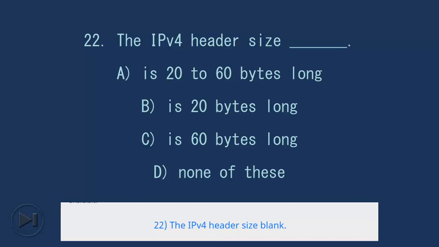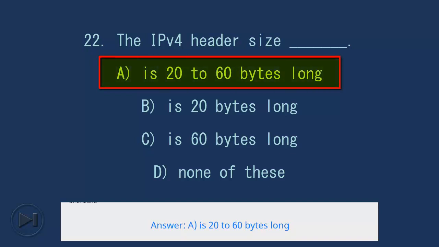22. The IPv4 header size blank. A. Is 20 to 60 bytes long. B. Is 20 bytes long. C. Is 60 bytes long. D. None of these. Answer, A. Is 20 to 60 bytes long.